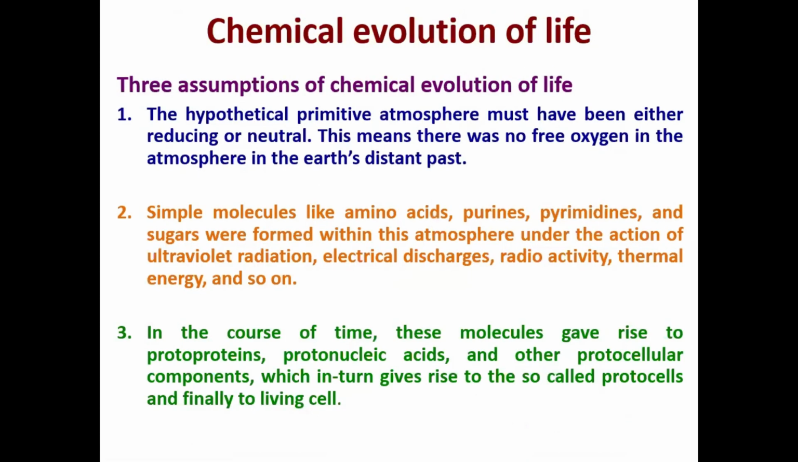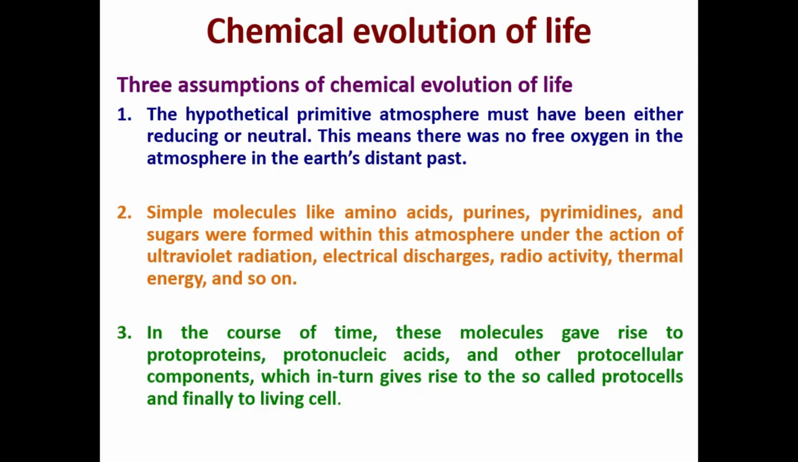In the chemical evolution of life, there are majorly three assumptions. The first assumption is that the hypothetical primitive atmosphere on this earth must have been either a reducing or neutral environment. That means there was no oxygen at that time. In that reducing environment, simple molecules like amino acids, which are the parts of our proteins, and purines, pyrimidines, which are part of our DNA and RNA, and also sugars were formed under the action of ultraviolet radiation, electrical discharges, radioactivity, thermal energy, and so on.